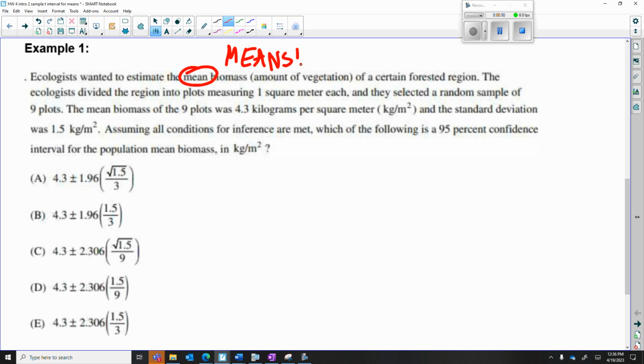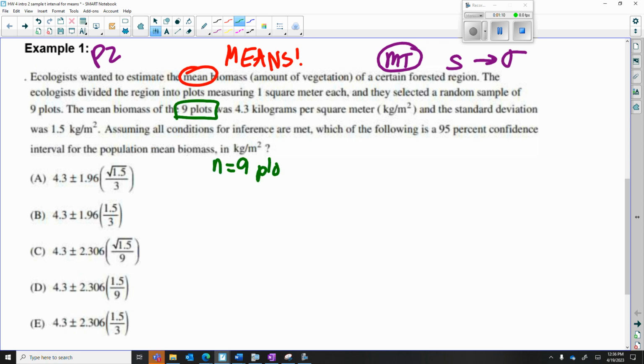That's important. Now remember, with proportions, we always use Z, but for means, if we don't have sigma and we use s in place of sigma, we're going to use T. So this may be a T procedure. It says the mean amount of 9 plots, so that's the sample size, 9 plots of land. And the mean of those 9, that's the sample mean, x bar equals 4.3. And the standard deviation of the sample was 1.5.